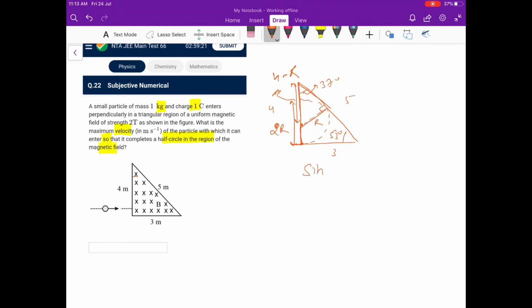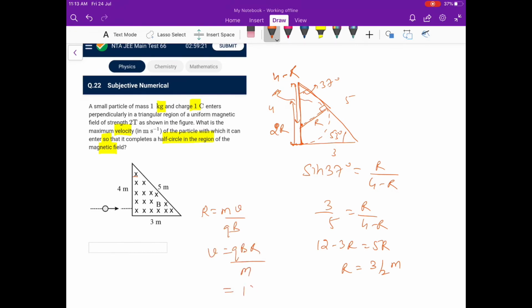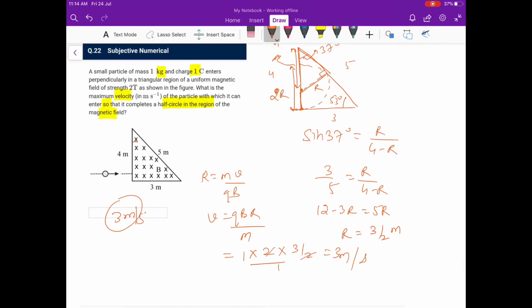So I can write, sine 37 degrees is equal to r upon 4 minus r. So 3 by 5 is r upon 4 minus r. So 12 minus 3r is equal to 5r. That comes out as r is 12 by 8, which is 3 by 2 meters. Because you have got r, you know r is equal to mv by qB. So v comes out as qBr by m. Q is 1, B is 2, r is 3 by 2, m is 1. So it comes out as 3. The velocity is 3 meter per second, so you have to fill only 3 because the unit is already mentioned.